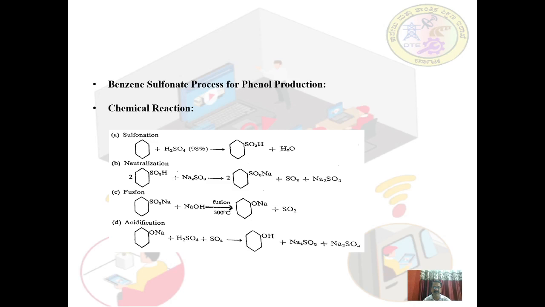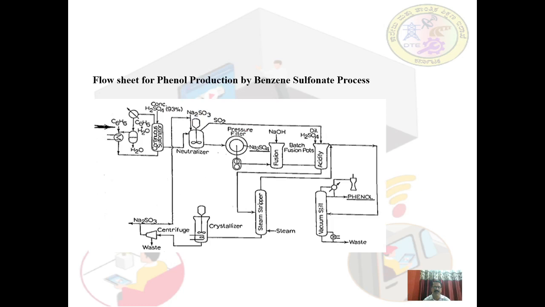This sodium benzene sulfonate is then fused in presence of sodium hydroxide at a temperature of 300 degrees centigrade, which gives sodium benzoate. This sodium benzoate is then acidified with sulfuric acid and excess sulfur dioxide to phenol, sodium sulfide, and sodium sulfate. This sodium sulfide and sulfate are separated from phenol by distillation. This is the flow diagram.